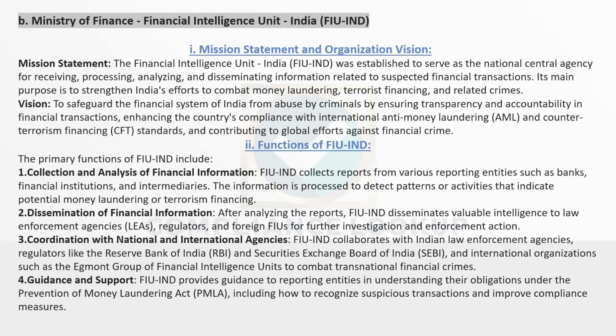Now, second is functions of FIU-IND. It does four main things. 1. Collect and analyze data. It gathers reports from banks and financial institutions about unusual or suspicious transactions and checks them for signs of illegal activities. 2. Share information. After reviewing the data, FIU-IND shares its findings with law enforcement agencies like the police and regulators like the RBI so they can investigate further.